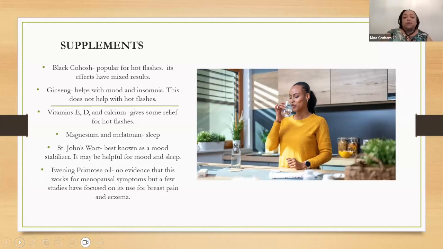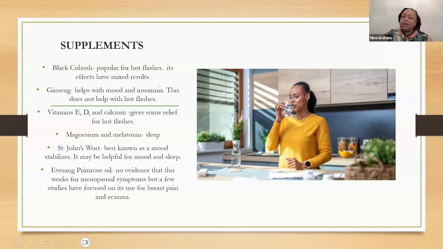Any vitamins, the calcium, the vitamin E and D, those get us. The E supposedly gives some relief for hot flashes, but I think that's for mild hot flashes. That's not the first one I would choose. And of course, D3 and all of those are very good for bones. And then, of course, I mentioned earlier, magnesium and melatonin help with sleep.